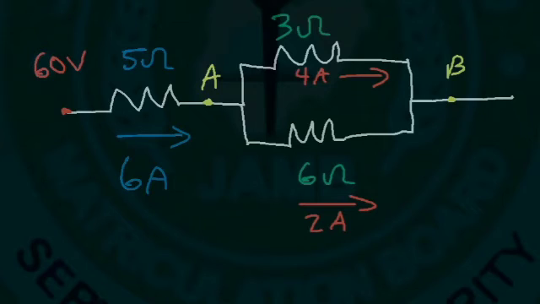And if you calculate the voltage across each resistor, V equals IR, 3 times 4 is 12 and 6 times 2 is 12. Therefore, the voltage across them remains to be 12.